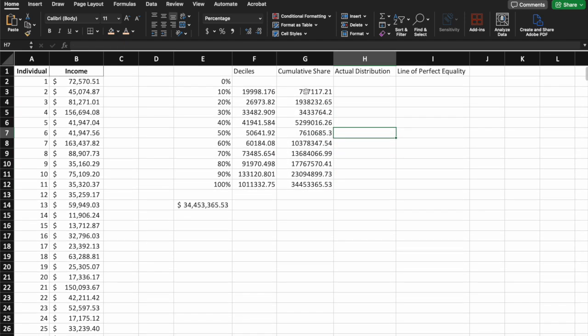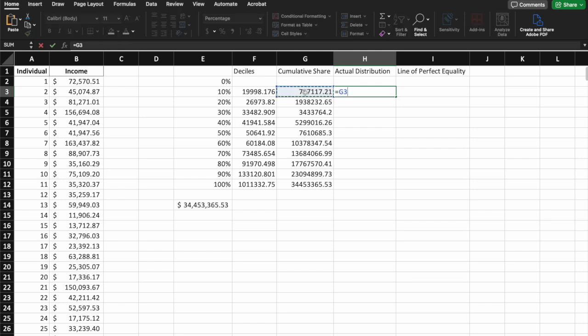Okay, so now again, what we want to do is we want to understand what percent of the total income each decile has. So what we're going to do in terms of understanding that percent is we're going to take the cumulative share and divide it by the total amount in the whole economy. Again, this is telling us out of all the money in this economy, what percent of those resources does the bottom 10% have? So we're going to lock in that denominator so that we can drag it down and hit enter.